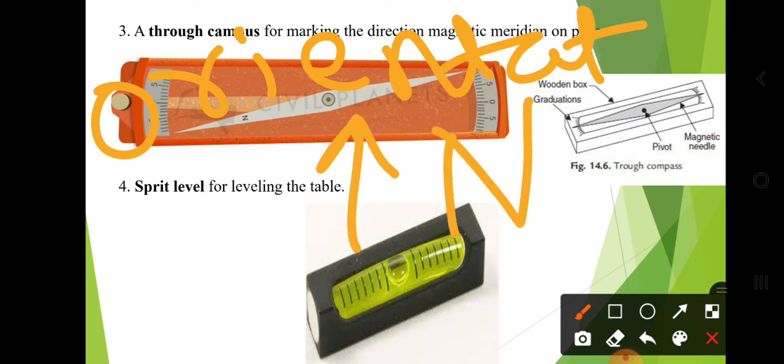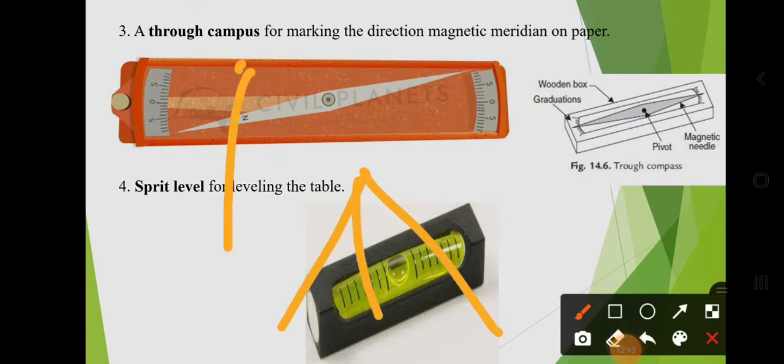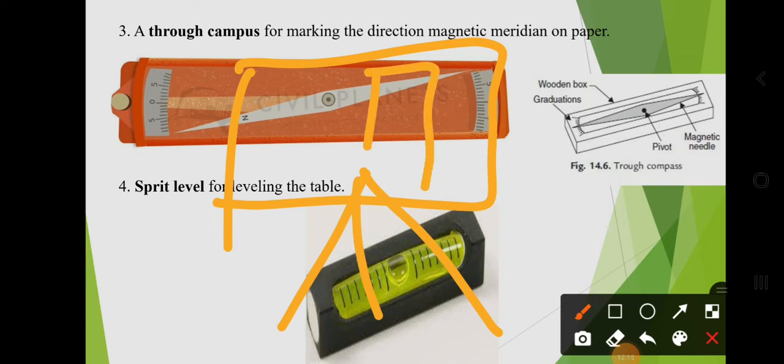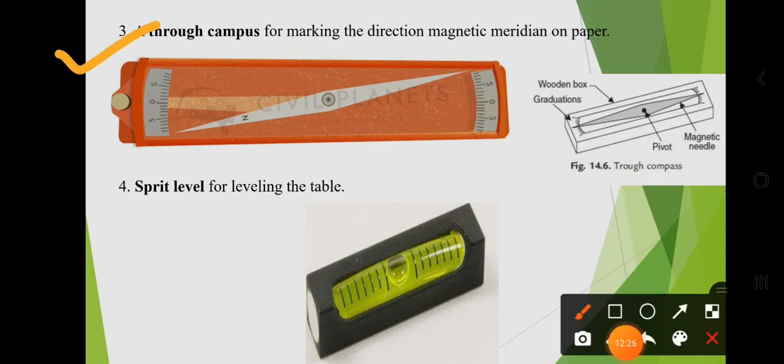We will put that alidade over the drawing board, and on that drawing board, if we are keeping that trough compass, then it will show you that magnetic needle. It will show you the north direction and mark there, and it is called orientation. A trough compass is used for marking the direction of the magnetic meridian, that is, magnetic north on the paper. That trough compass has a north-south needle, which will show the north-south direction.